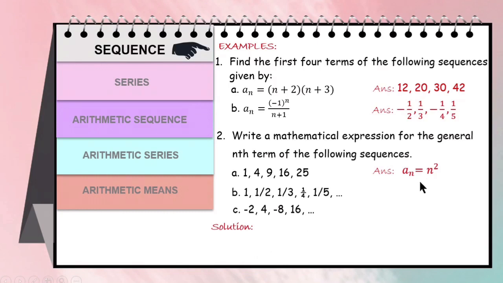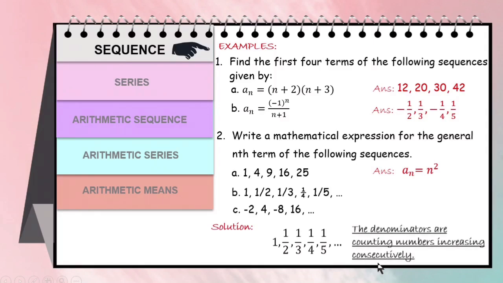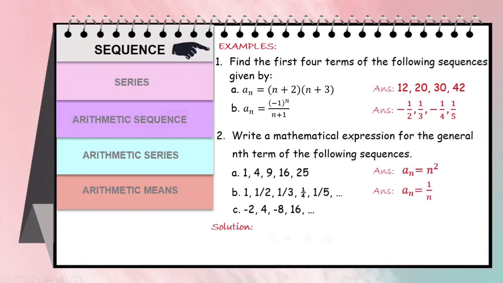For letter B, the numerators are all equal to 1, but the denominators are counting numbers increasing consecutively from 1, 2, 3, 4, 5, and so on. So a sub n is equal to 1 over n. For C, these are powers of 2. 2 raised to 1 is 2, 2 raised to 2 is 4, 2 raised to 3 is 8, 2 raised to 4 is 16. So we have 2 raised to n.